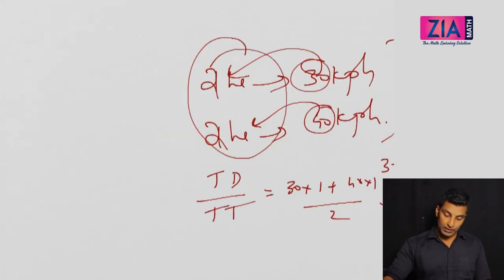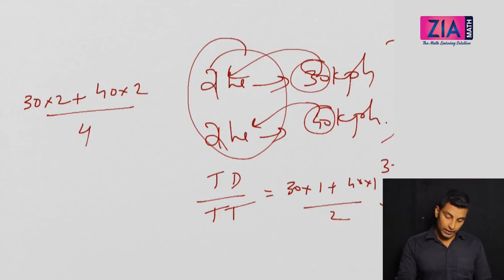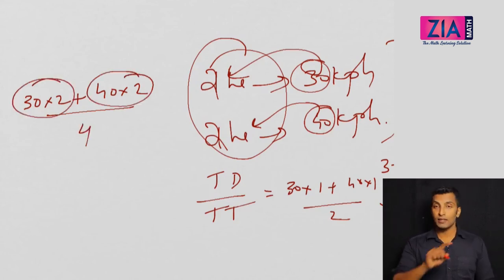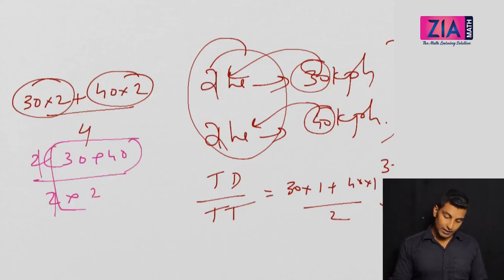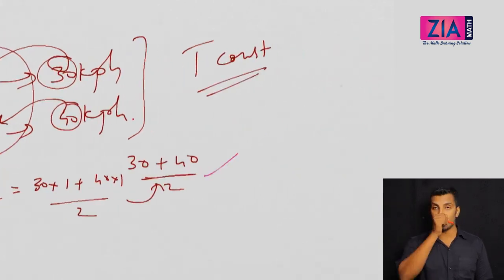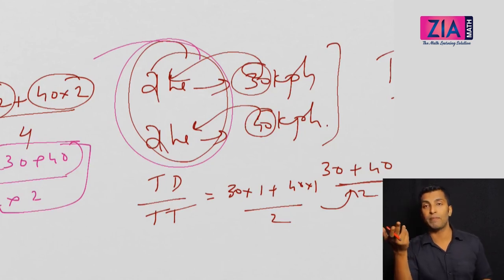Otherwise what you need to do? 30 into 2 plus 40 into 2 divided by 2 plus 2, that is 4. Because 30 into 2 is the distance, so total distance by total time. But what will happen is, you can take 2 out, so 30 plus 40 divided by 2 into 2, this is getting cancelled out. So effectively you are getting 30 plus 40 by 2 itself. So the point is, when time taken is the same and 2 speeds are given, you just find the simple average of the given speeds to get the average speed.